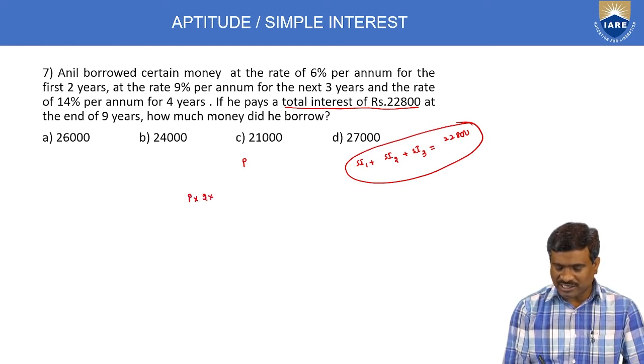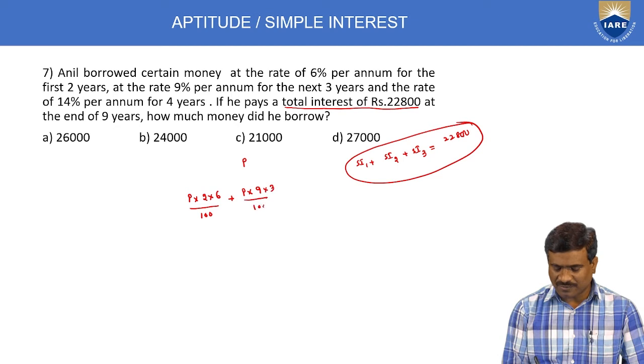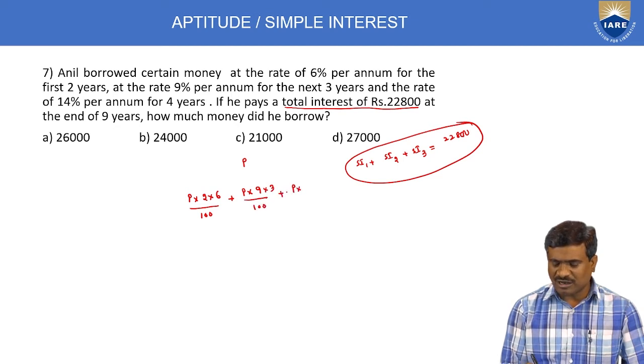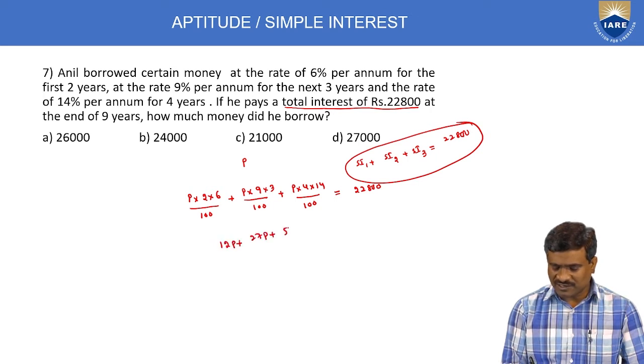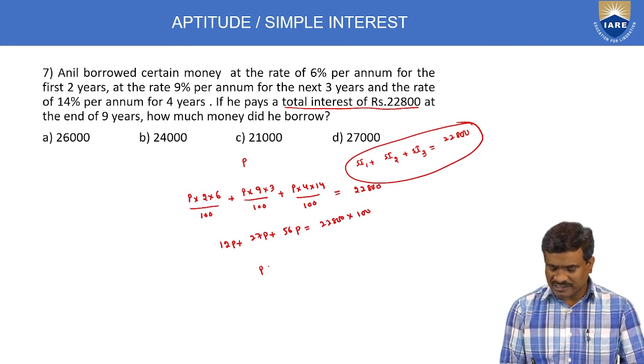Time duration 2 years, rate of interest 6 by 100. Second part, same principal amount P, time duration 3 years, rate 9 by 100. Next, SI3, same principal amount, time 4 years, rate of interest 14 by 100, is equal to 22,800. Next, 12P plus 27P plus 56P is equal to 22,800 into 100.